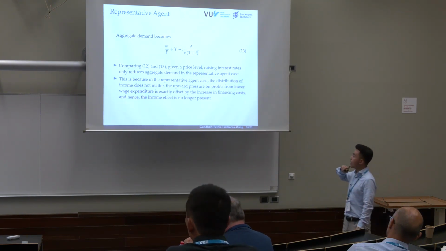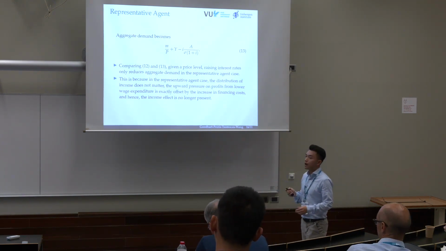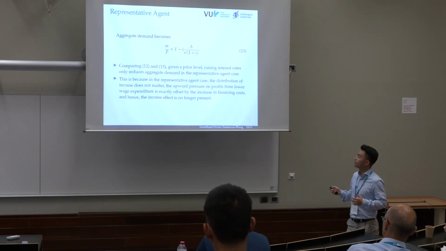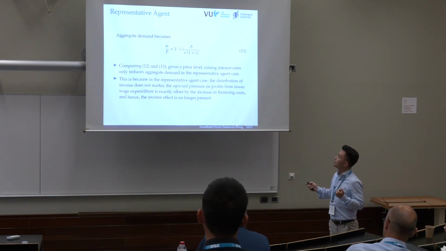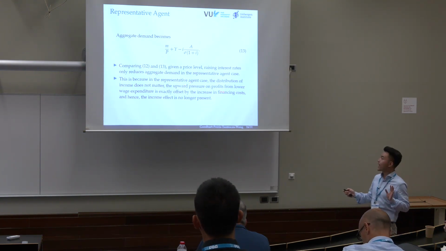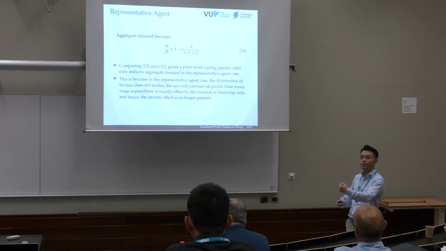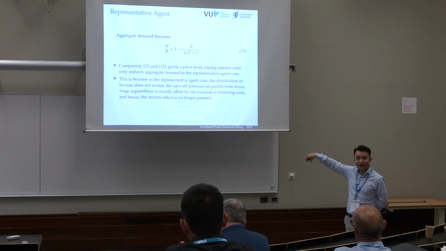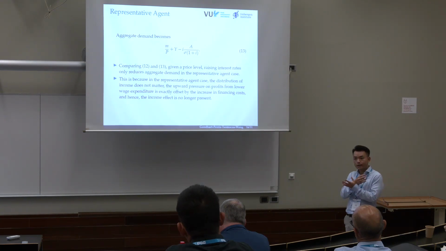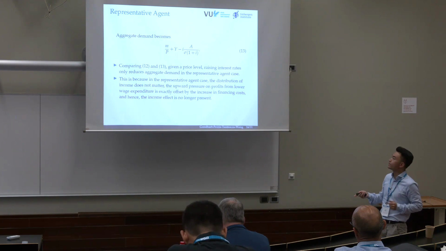Interestingly, when we change the model into a representative agent framework, we see that the income effect of debt disappears in the aggregate demand. And this is because in the representative agent case, the distribution of income doesn't matter because one is lending and borrowing amongst themselves. So that is why the debt only matters in this framework once we decentralize the economy and make it a two-agent or heterogeneous agent framework.